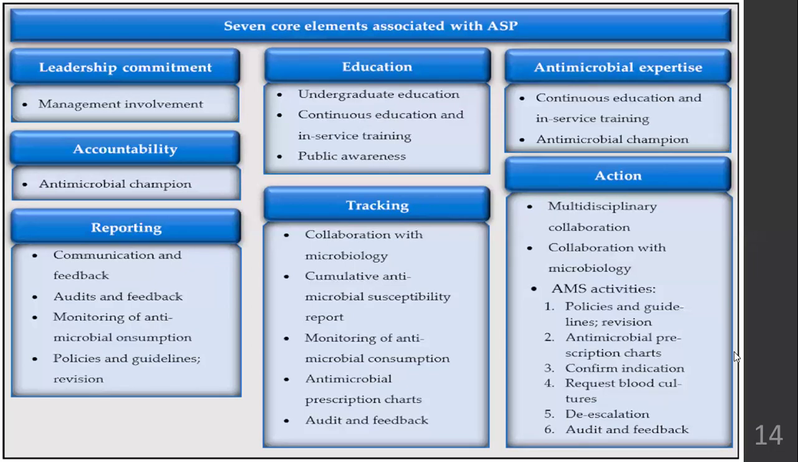Then de-escalation. Each and every action of yours should be targeted to bring down the rates of antimicrobial resistant cases. So that is de-escalation. You have to bring down the cases of antimicrobial resistance. And auditing and feedback should be done in the respective departments. Prescription auditing, pharmaceutical auditing, it has to be done.